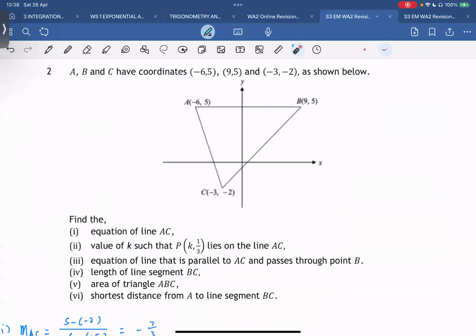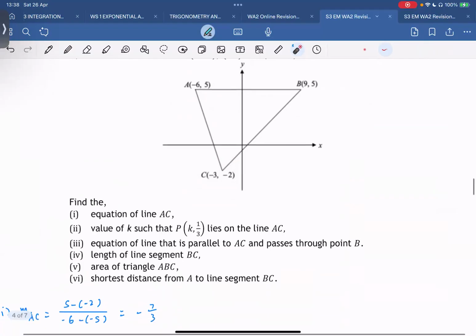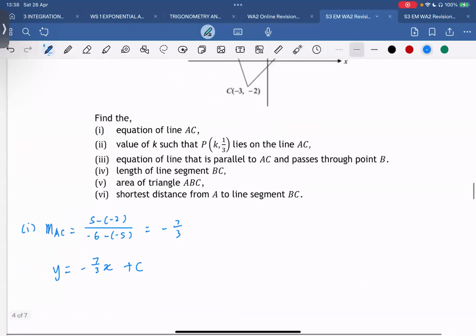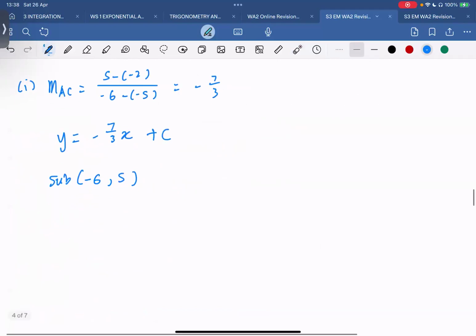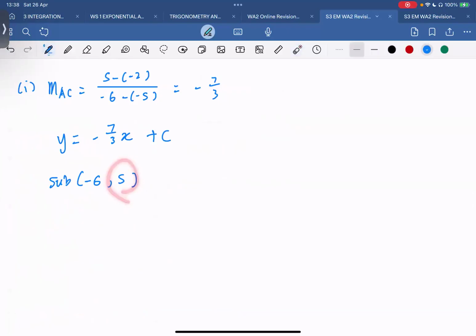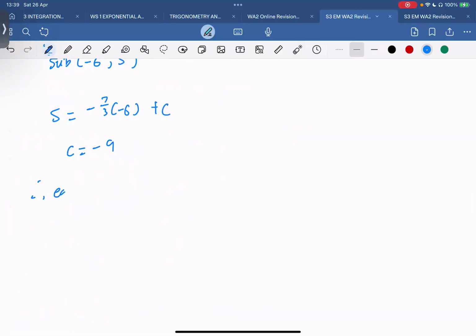So over here, I have 2 choices, right? I can either use point A or point C, because obviously point A and point C lie on the line AC. So I will choose to use point A. Okay, sub (-6, 5). So I will sub y as 5, then I will sub x as -6. Then we can solve for the value of C, which is -9. Therefore, the equation of AC will be y equals -7/3 x minus 9.